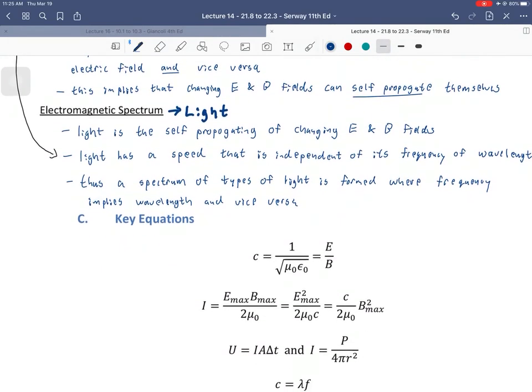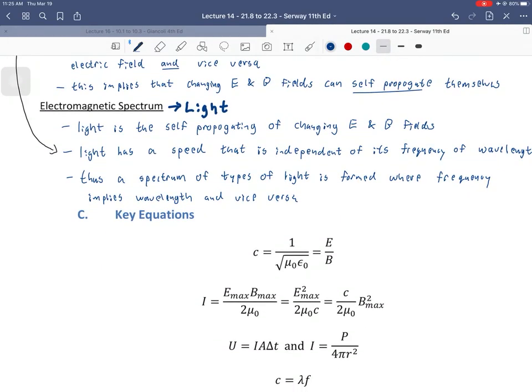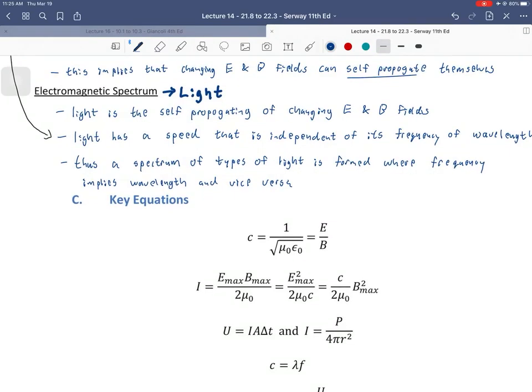Okay, so let's get down into our equations. The first equation is showing the speed of light, which we represent by the letter C.